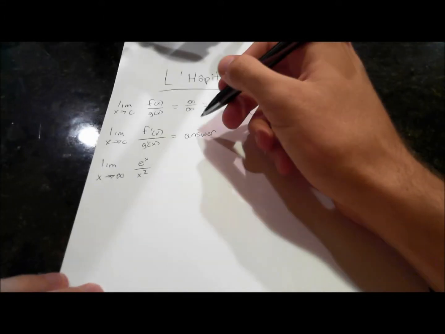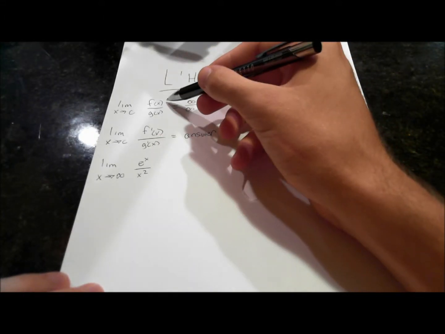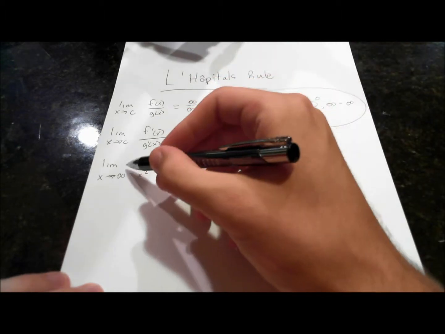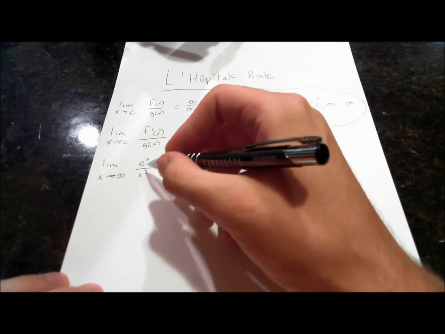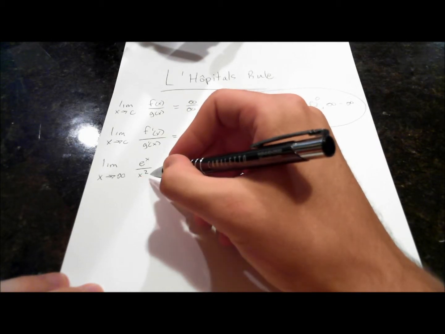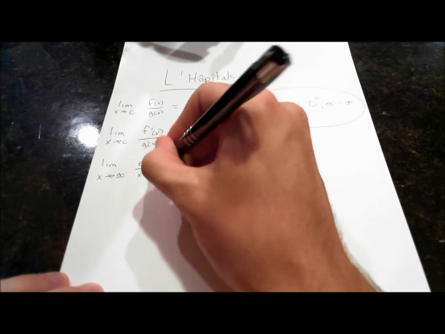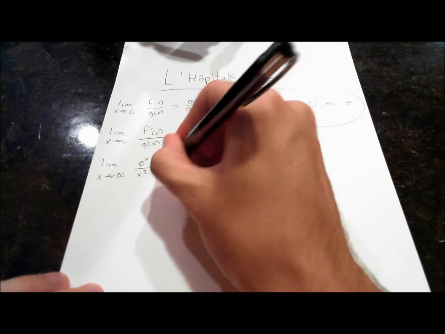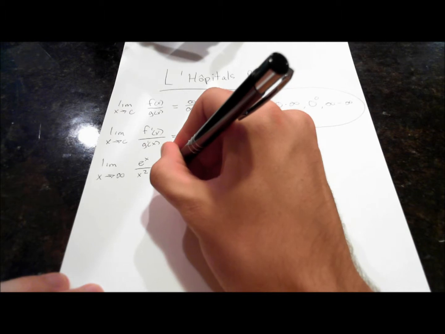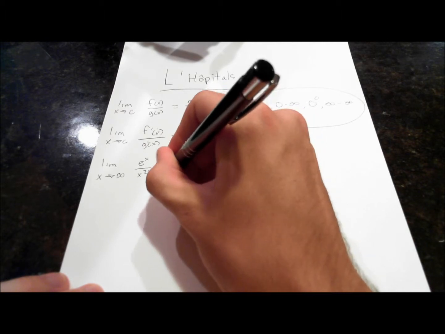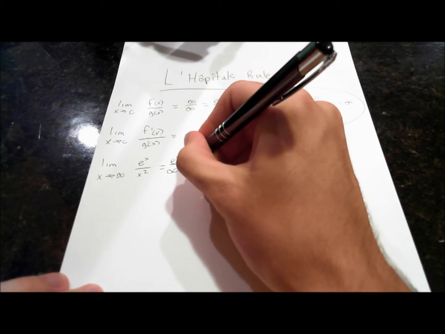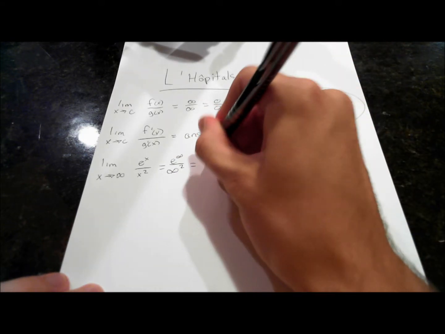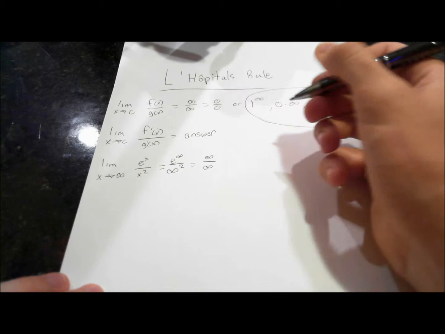In order to get the answer, you have to take the derivative of the top over the derivative of the bottom. So in this example, we have the limit as x approaches infinity of e to the x over x squared. First, we'll plug in infinity to see if it's in one of our indeterminate forms, which it is. It's in the form infinity over infinity.